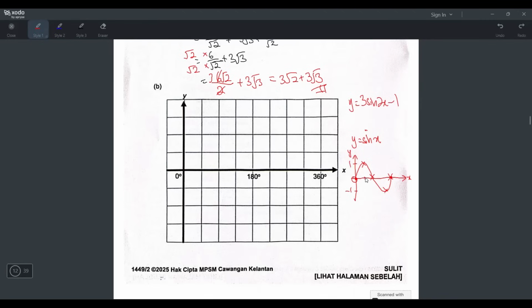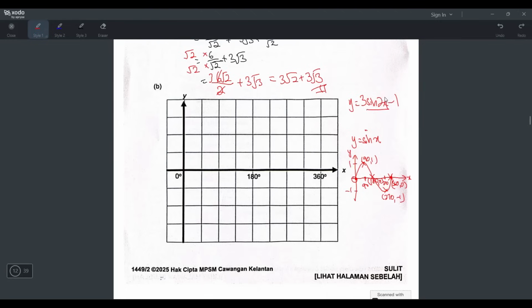I remember asking my student to hafal this. So this coordinate will be 90, 1. Okay, and then this is 180, 0. And then this is 270, negative 1. Because if you tarik atas, this is 270. And then this is 360, 0. Okay. Why is it important to hafal this point is because sometimes they ask for sine 2x.